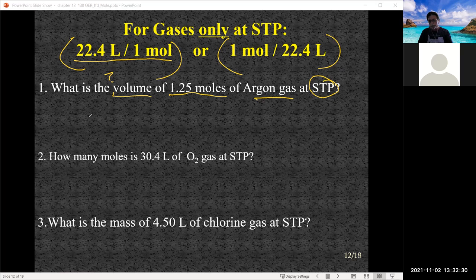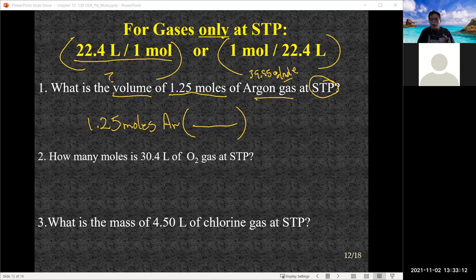So let's write down what we got. We got 1.25 moles of argon. Obviously we're going to have a conversion factor here. And now you might say, what is argon? 39.95 grams per mole. Some people would say, you mentioned write down the atomic weight of the argon gas. All right, I did that. It's just out of habit. I got it down there.